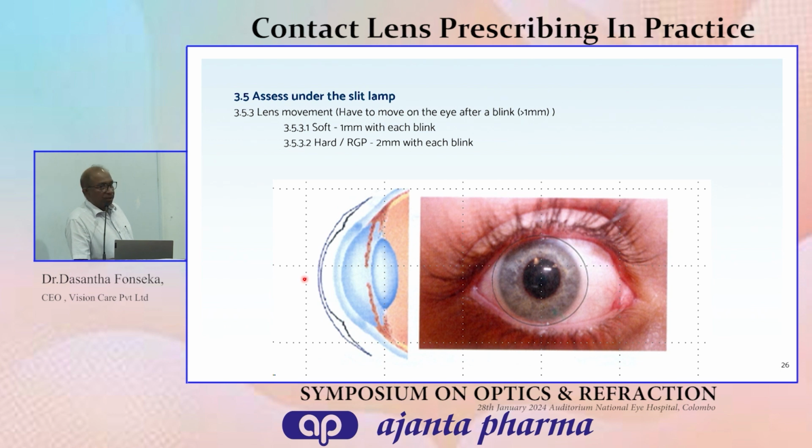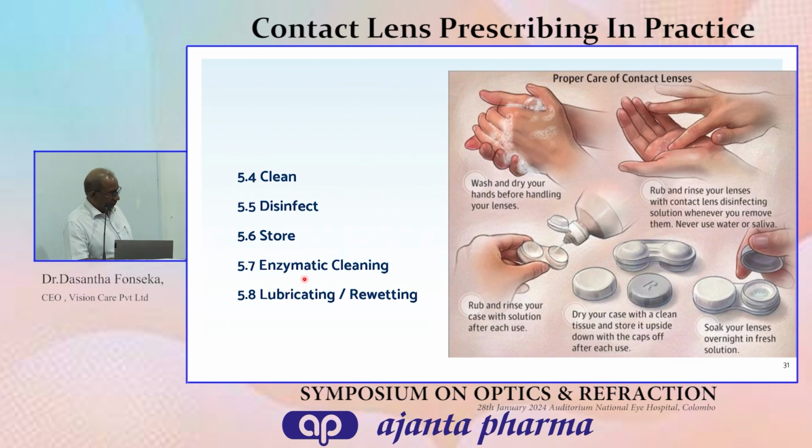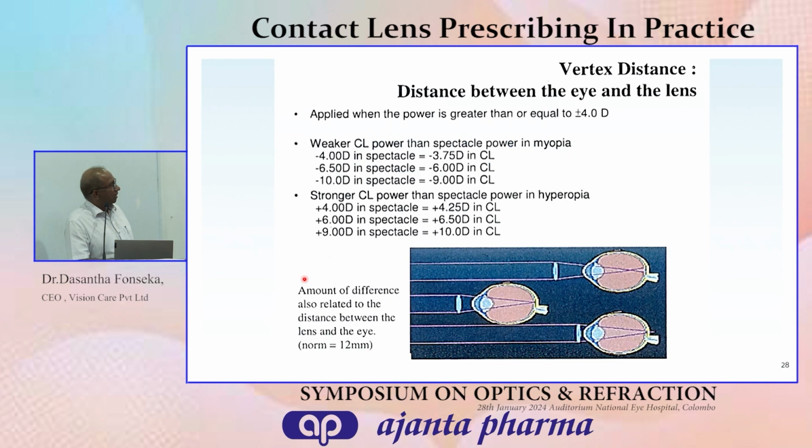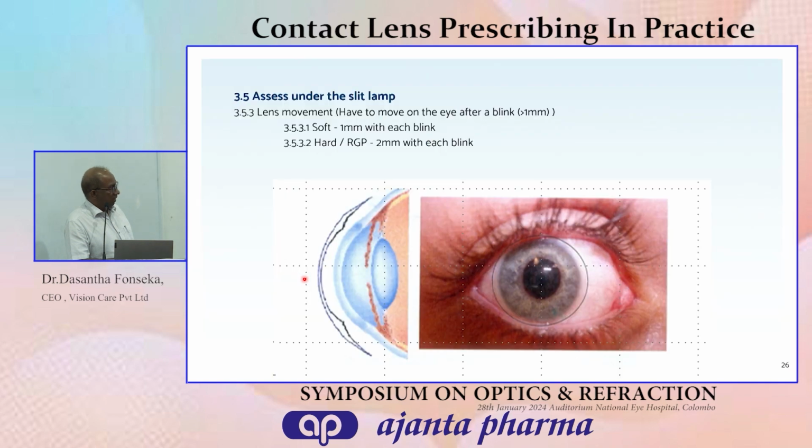The other thing we will look at is the lens movement. None of these lenses fit tightly on the cornea. It moves a bit. The soft lens, under the slit lamp, you can see the lens moves about 1 millimeter with each blink, and then the hard lens or RGP lens moves about 2 millimeters with the movement. When you blink, it has to move, so it won't fit tightly into the eye.